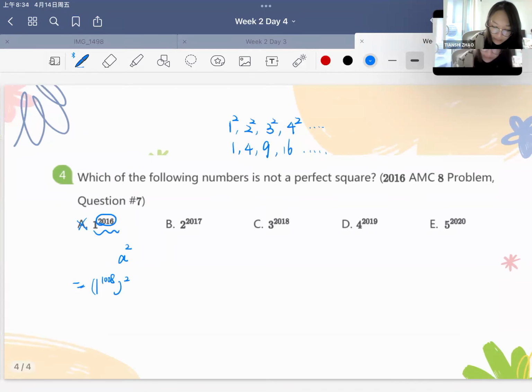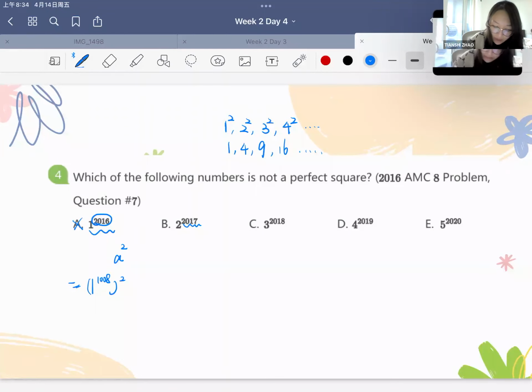And for B, the exponent is an odd number, meaning that this cannot be written in the form of a perfect square, right? Because if we rewrite it in the perfect square form, it would be 2 to the power of 2017 divided by 2, and then to the power of 2. And this is not an integer. So B is not a perfect square, so B does not make sense as a perfect square.